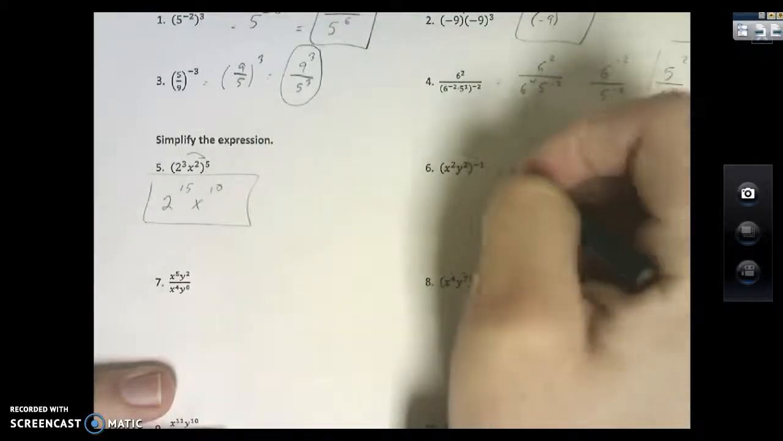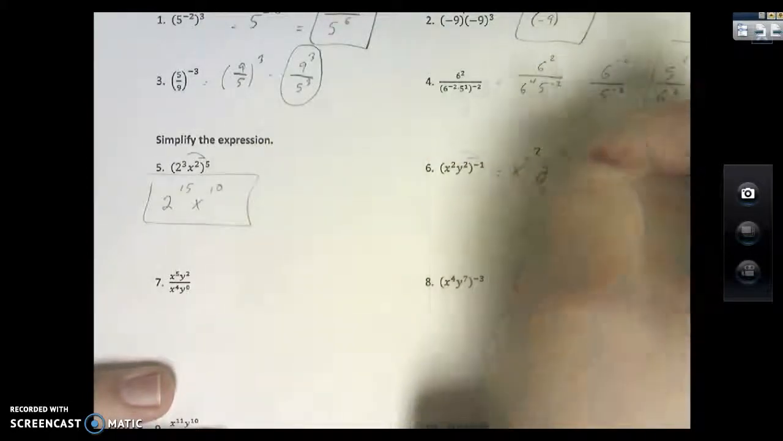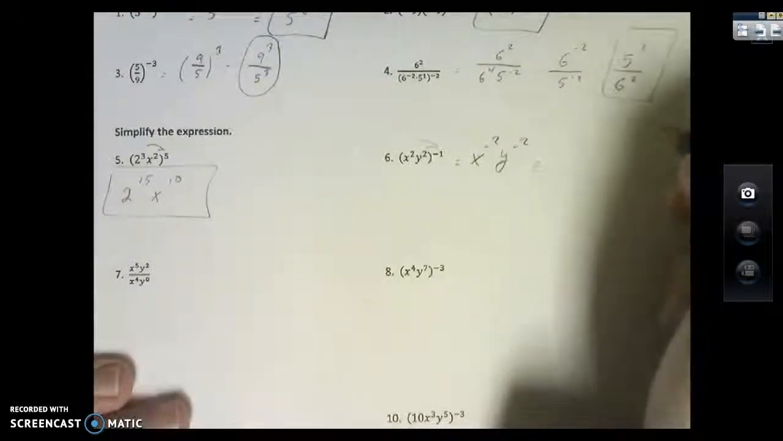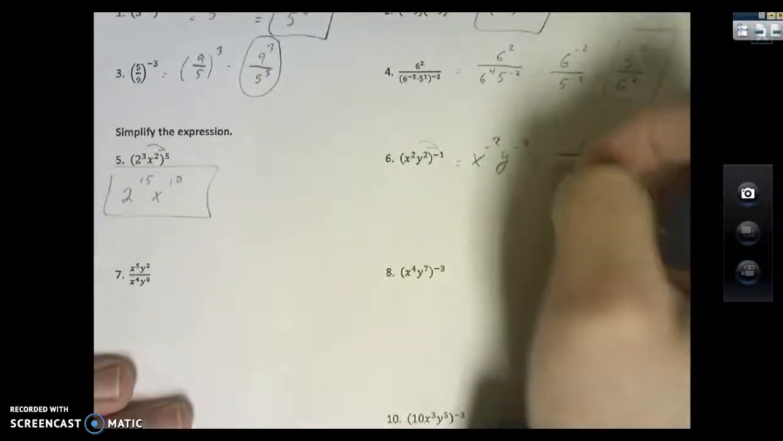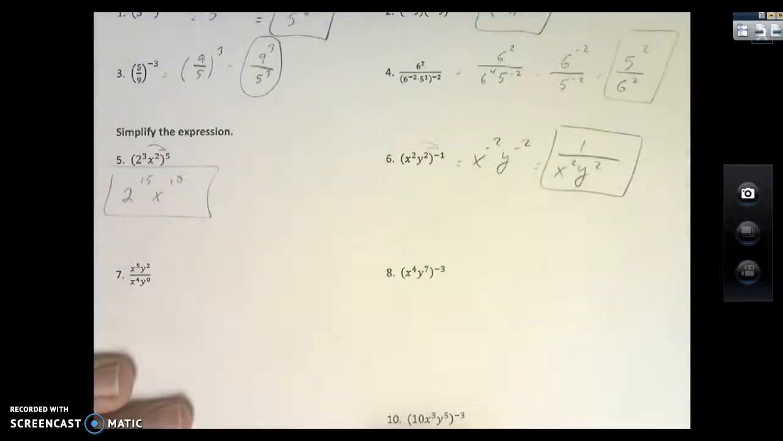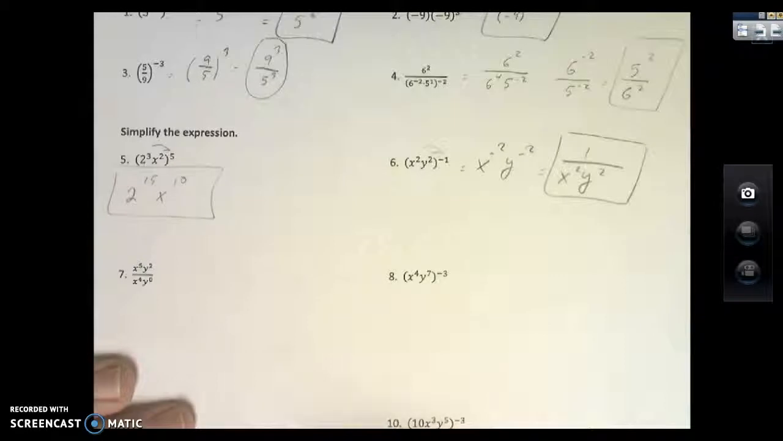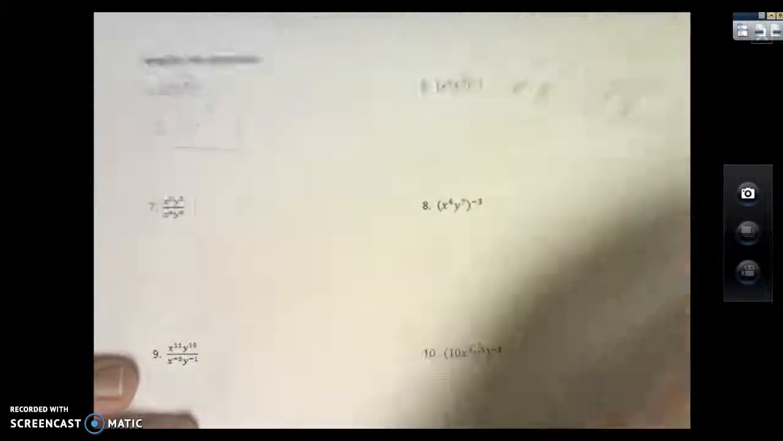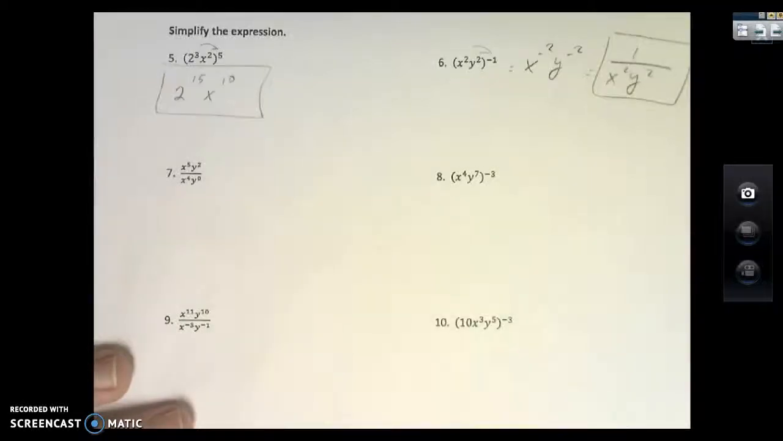Take a look at number 6 though. If I distribute this in, I get x to the negative 2, y to the negative 2. That's looking good, but I want to make sure it's as clean as possible, so I'm going to flip them both: 1 over x squared y squared. Okay, and then we're good. Because again, we don't want negative exponents, which I'll remind you about when you take this tomorrow.